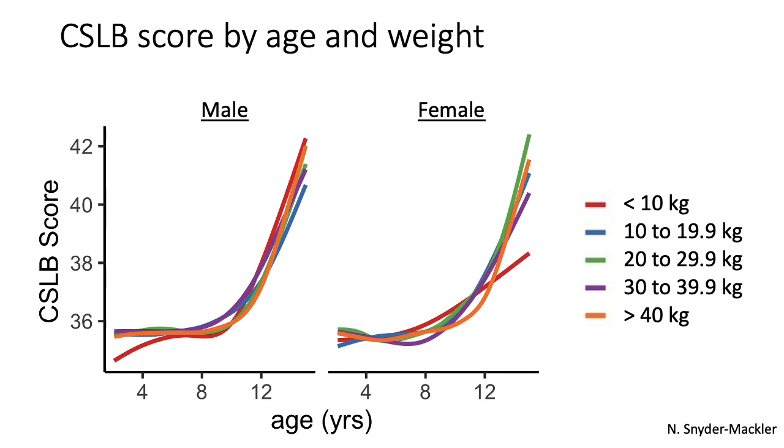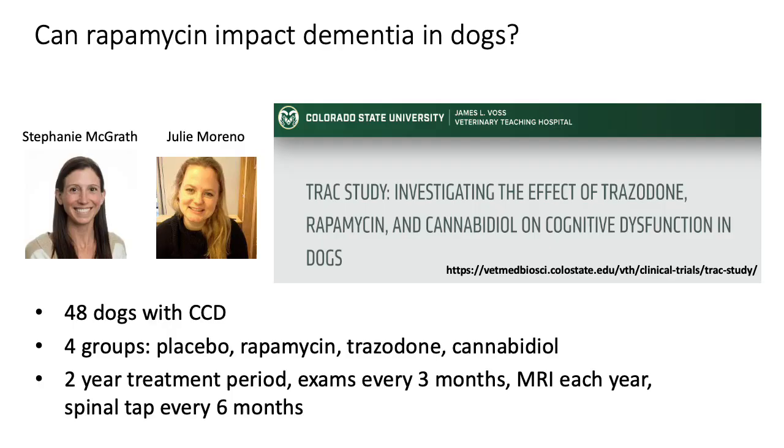Okay, so we are now collaborating with Steph McGrath and Julie Moreno at Colorado State University in a clinical trial. It's a small pilot clinical trial for now, to look at the effects of rapamycin, and they're interested in a couple of other interventions on dementia in dogs. So they are enrolling dogs with dementia into this trial. One of the groups will be rapamycin. Again, it's a placebo-controlled trial.